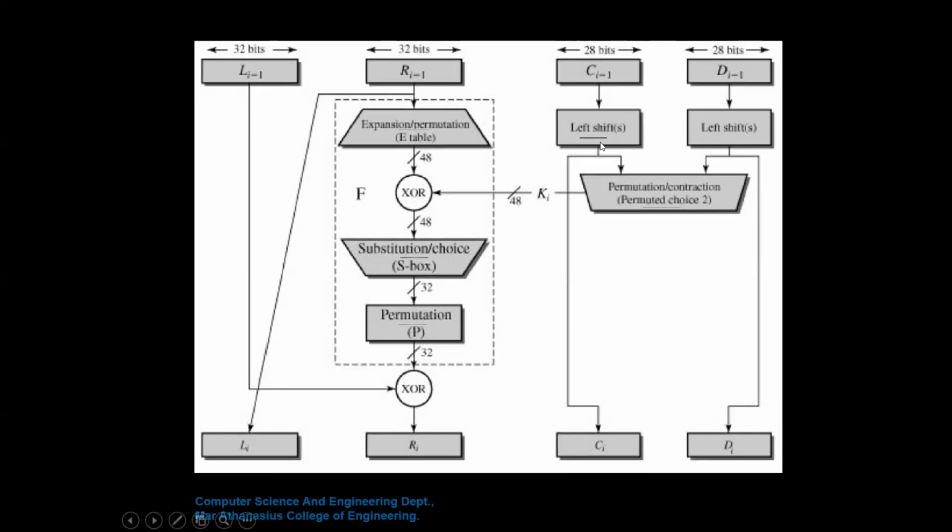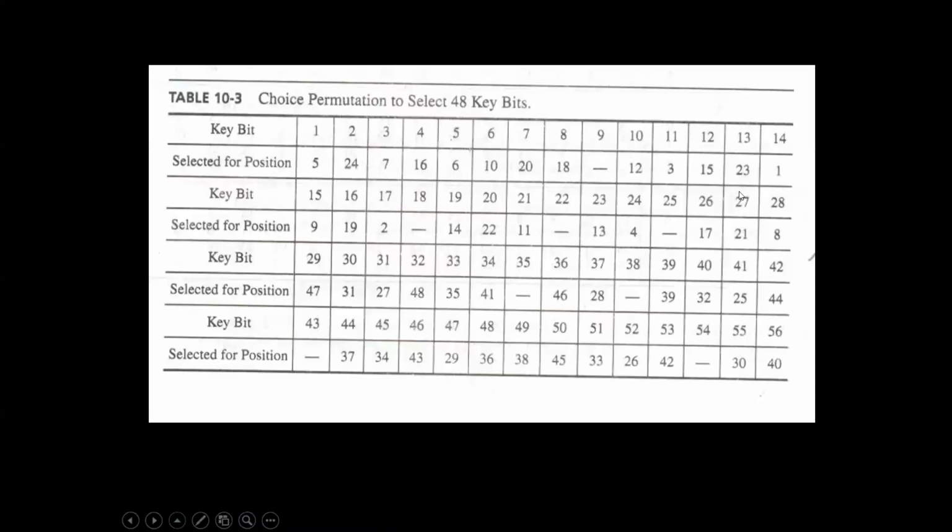After the left shift, we combine the two halves and give it as input to a permutation choice box. Both are separately left shifted, we combine them together and give it to a permutation choice box, and let's see what happens inside it. This is the permutation choice, and it reduces the size.